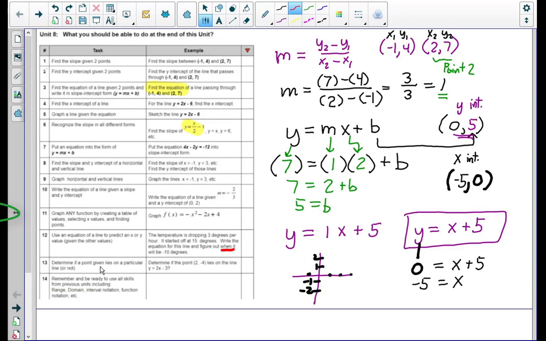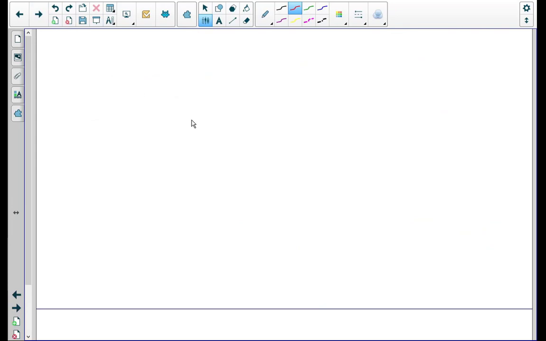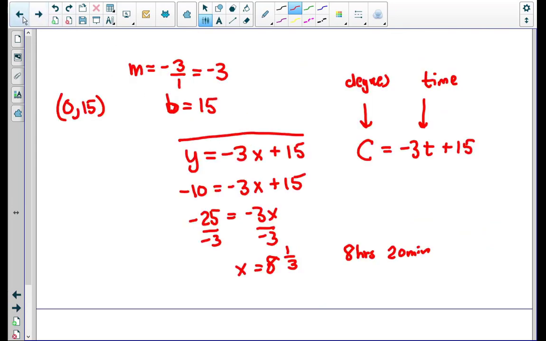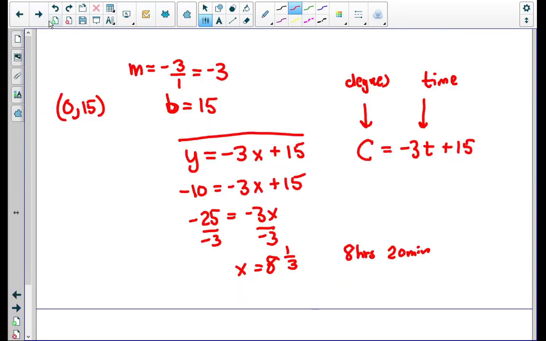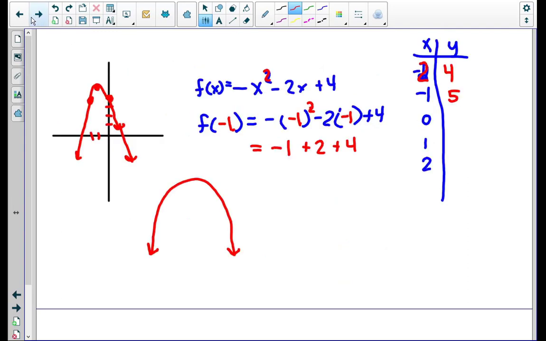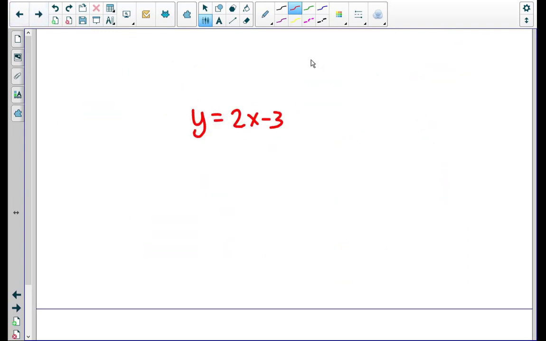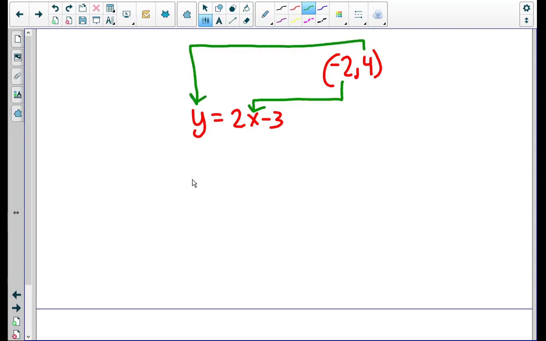Okay. Determine if a point lies on a particular line or not. So in other words, y equals 2x minus 3, that same one that we had before, even though I did change it, if you remember. Okay, so it says, is this point (-2, 4) on that line? Well, if it was, you should be able to plug the x value in and plug the y value in, and it should be true. And let's see if that happens.